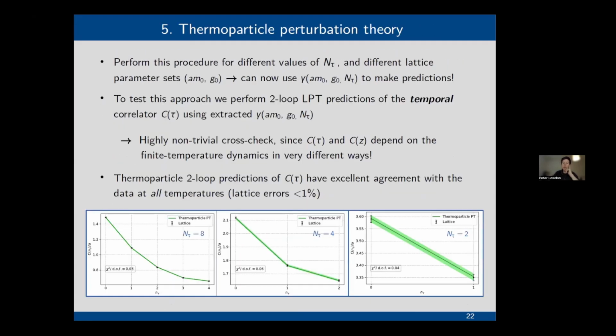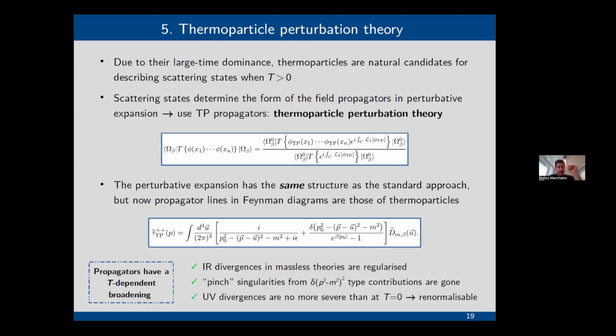Sorry, if I can follow up, just to see if I understand: I can fix the structure of this thermoparticle propagator for my favorite theory, even before computing any diagrams? Yes, exactly. And that's the big difference here.